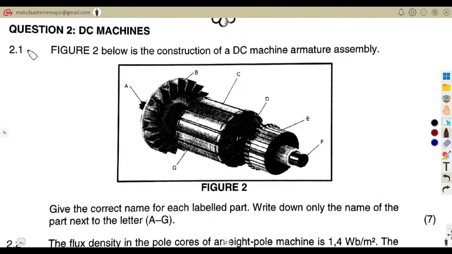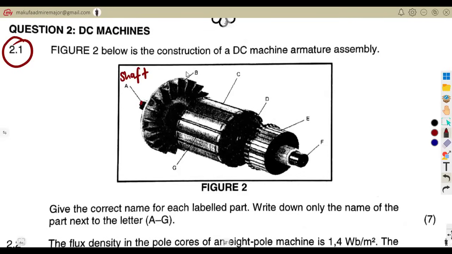DC machines, question 2.1. Fig 2 below is a construction of a DC machine armature assembly. Give the correct name for each labeled part and write only the name of the part next to the letter. Considering A, what is it that we have back there? This is our shaft. So these diagrams, guys, know your diagrams, revise your diagrams as much as we can.